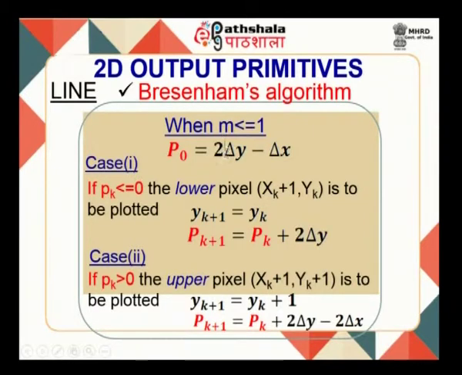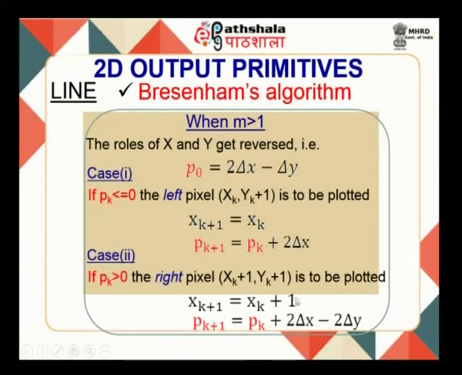So, case 1, when m is less than 1, P naught is 2 del y minus del x, and if pk is less than or equal to 0, that means the lower pixel is closer to the theoretical position. So, we will be choosing for the next y, yk. So, the next y is yk and pk plus 1 is pk plus 2 del y. For the second case, when pk is greater than 0, the upper pixel is to be chosen and the next y is previous y plus 1, and the next decision parameter is pk plus 2 del y minus 2 del x.